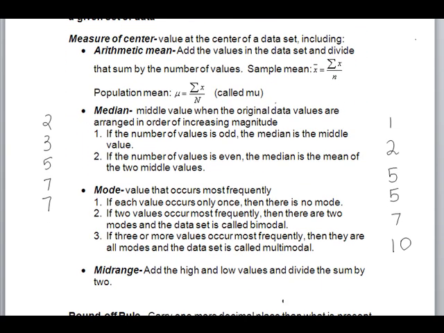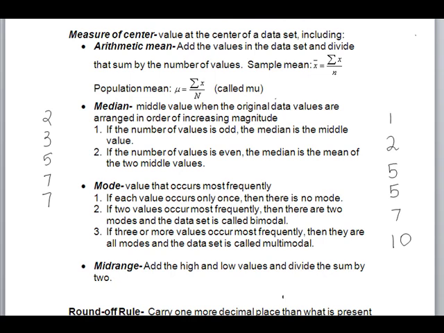Okay, so first we're looking at the different measures of center, and we have 4 of those that we'll be talking about. The first one is the most common one, sometimes just called the mean or the average. It's the arithmetic mean. And what we do with the arithmetic mean is we add all the values we have together and divide by the number of values.